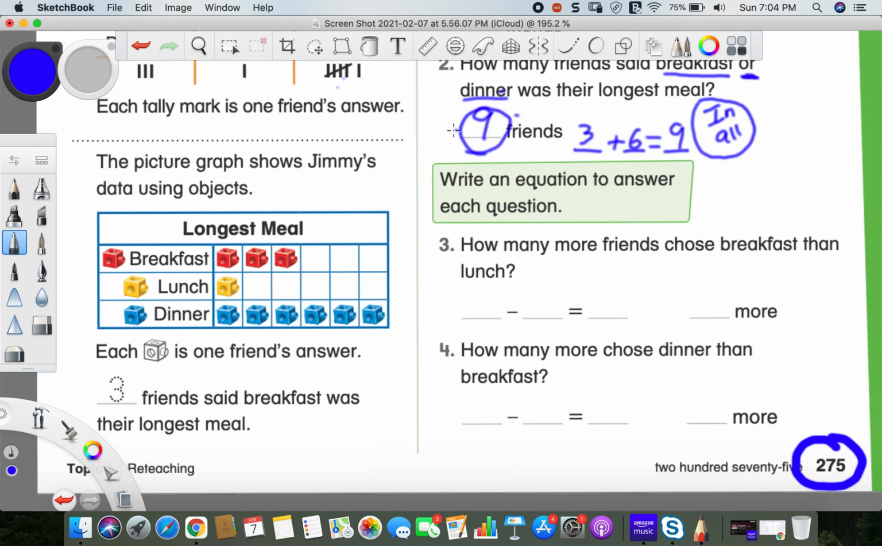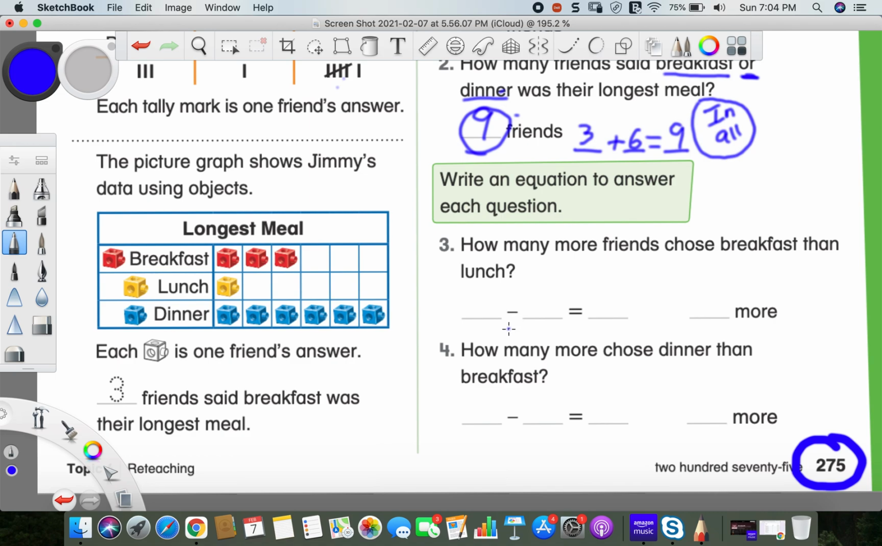Okay, remember, in a picture graph, each picture is worth just 1. So for these red blocks, we just have 3, right? 1, 2, 3. For the yellow, we just have 1. For the blue, we have 1, 2, 3, 4, 5, 6. So that's how many people voted for each category. All right?